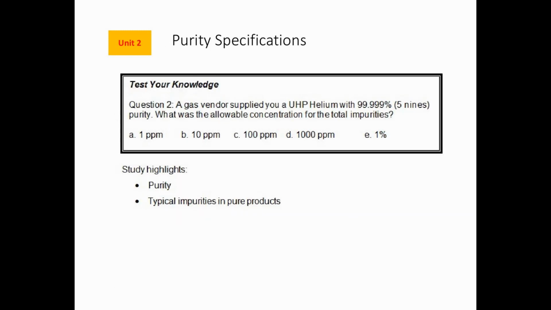Unit 2, so let's test your general knowledge. A gas vendor supplies you a UHP helium with 99.999% purity. What is the allowable concentration for the total impurity? 10 ppm. Good, thank you. It's very straightforward. We talk about purity and typical impurities in the pure products; mainly we deal with hydrogen, nitrogen, and in some other locations hydrocarbons, freon, but that's okay. The same concept can be applied.